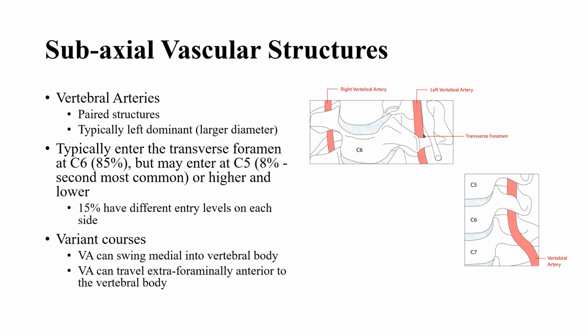The vertebral arteries may enter earlier at the C7 transverse foramen or delay their entry till the C5 transverse foramen or beyond. In between the transverse foramina, the vertebral artery may swing medial and impress into the vertebral body, or swing anteriorly and run along the anterolateral surface of the vertebral body. Recognizing the position of the vertebral arteries and its variations is essential to performing safe cervical surgery, especially in anterior cervical approaches.